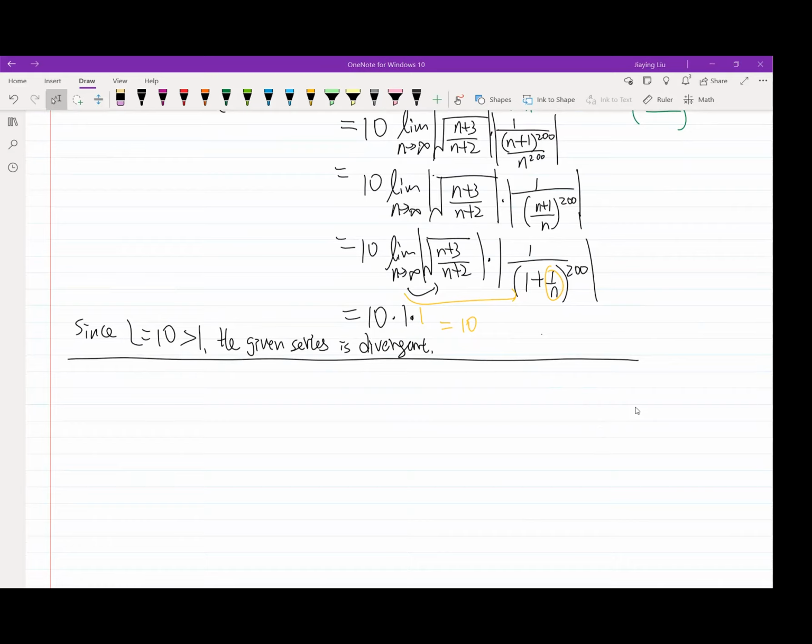Okay, Julie, go ahead. What's the question? So probably again use the ratio test to determine the series, -8 to the n, divided by (2n plus 1) factorial. Okay, good. That's a good one.